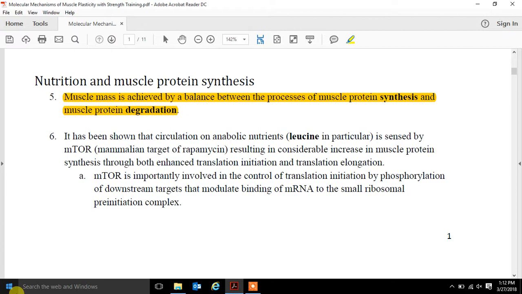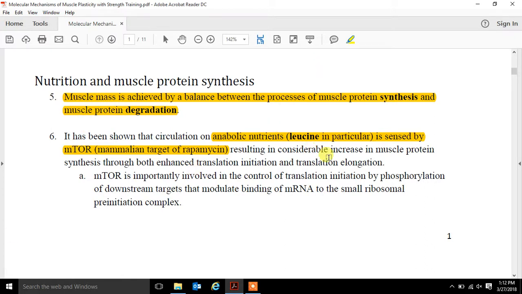is sensed by this molecule complex called mTOR. It's the mammalian target of rapamycin. I'm going to always refer to it as mTOR. Everybody refers to it just as mTOR. If I ask you a question, I'll give it to you as a full thing here. So we've got these anabolic nutrients like leucine that can be sensed by this mTOR, and that mTOR is going to come up quite a bit in lecture today. And that results in a considerable increase in muscle protein synthesis.